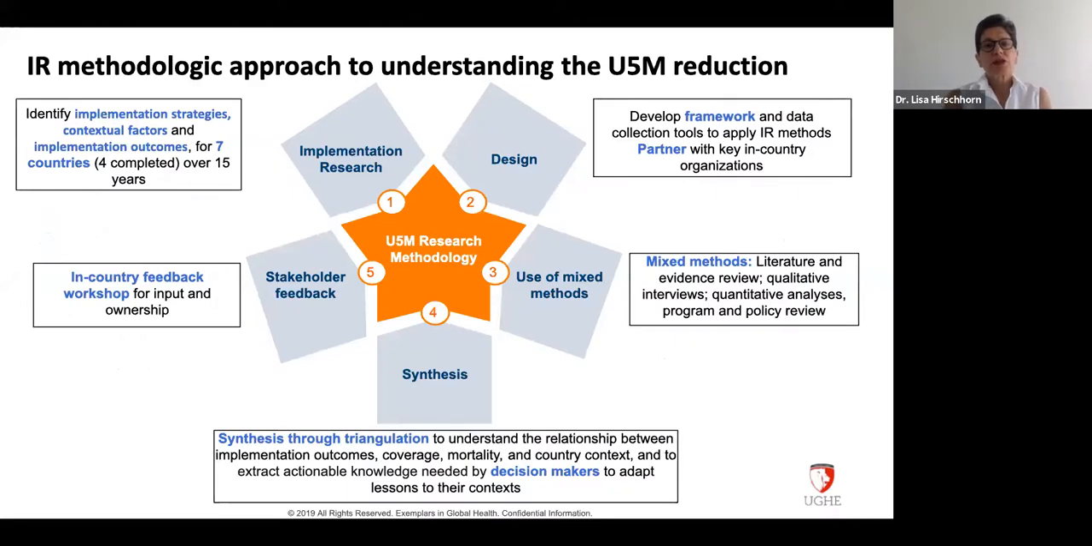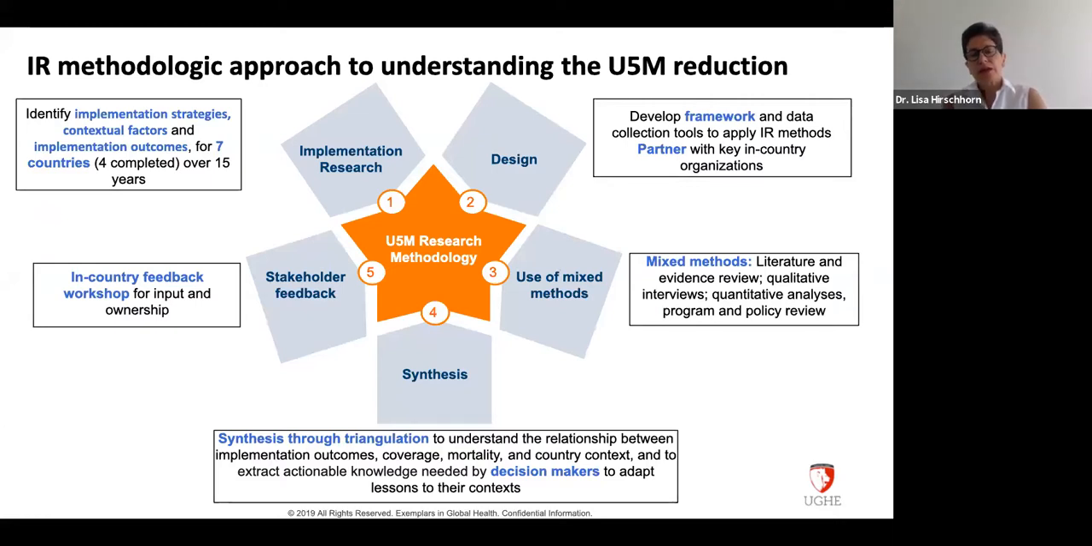So how did we actually do this? There's a lot of quantitative data out there that allows us to describe what happened, as well as to potentially model some of the underlying causes. But our idea was that to understand this, and particularly to create the generalizable and transferable knowledge to help other countries, we needed to do this through implementation research, to identify the implementation strategies, the contextual factors, and the implementation outcomes, and for 7 countries, actually 6 of them have now been completed over the 15 years.